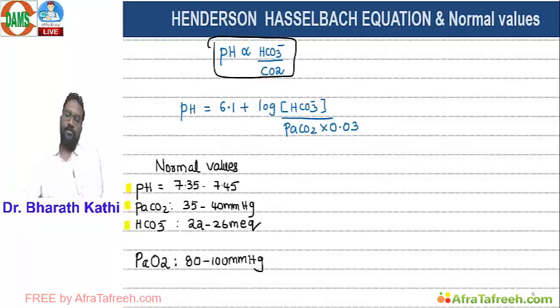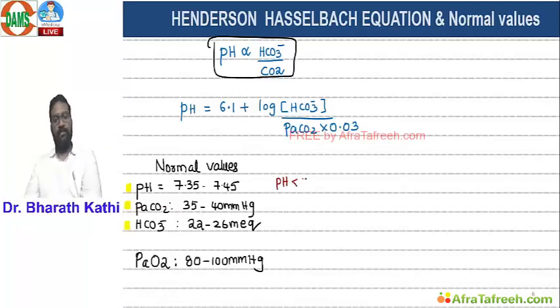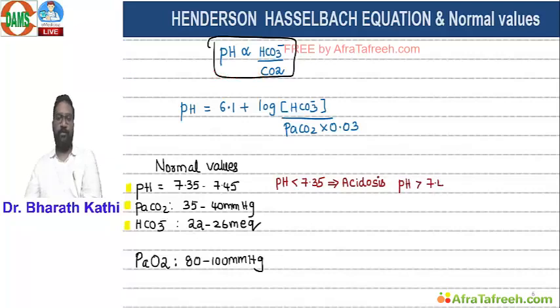In this present lecture, any pH less than 7.35 is called acidosis. pH more than 7.45 is called alkalosis.